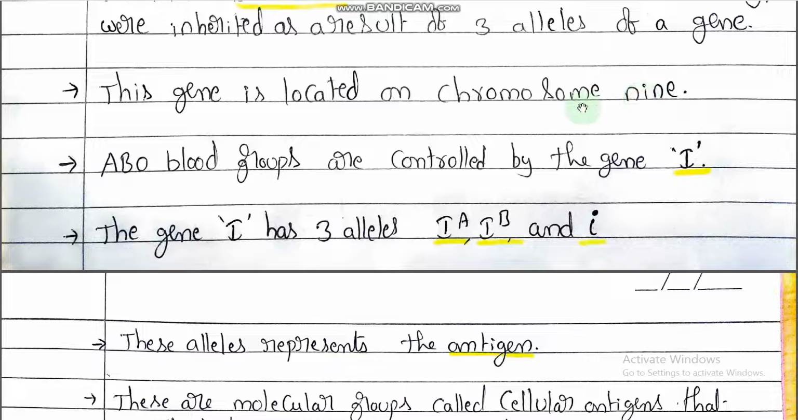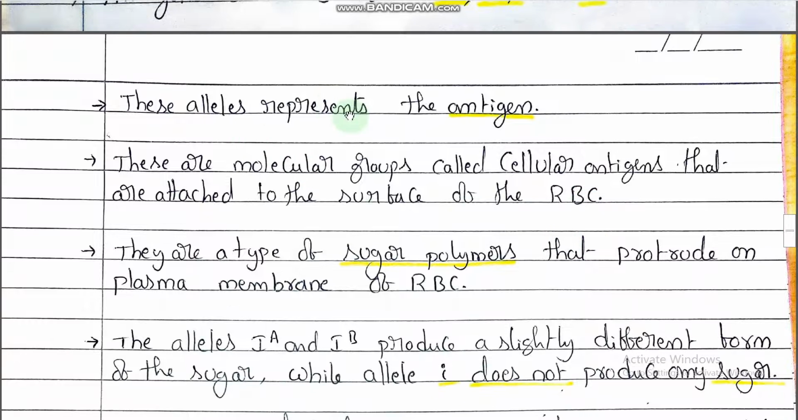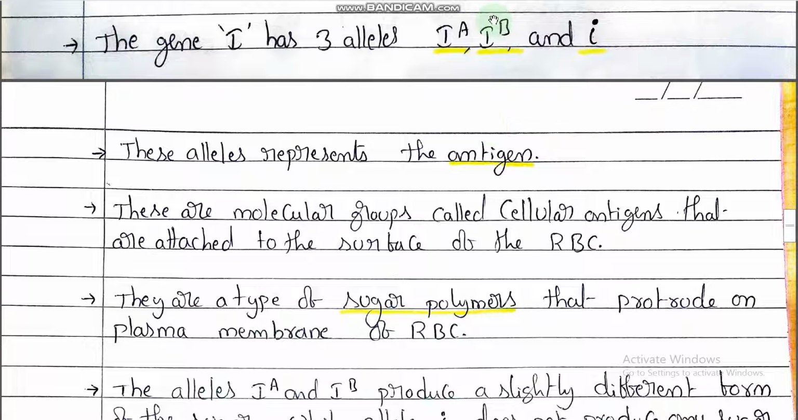This gene is located on chromosome 9. So, the human blood group gene is located on which chromosome? On the 9th chromosome. ABO blood groups are controlled by the gene I. So, the gene is called capital I, and the gene I has how many alleles? 3 alleles. What are they? IA, IB and small i. And these alleles represent the antigens.